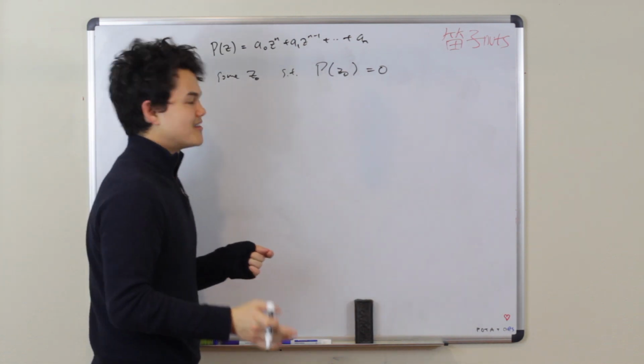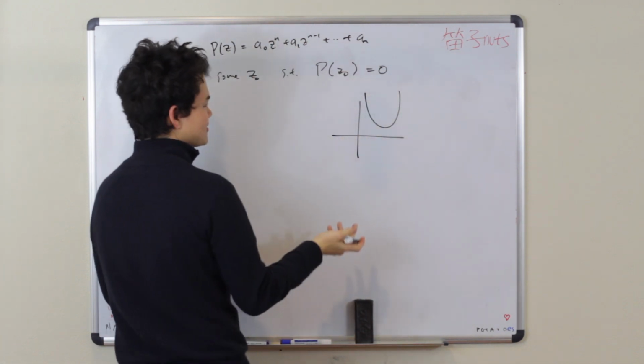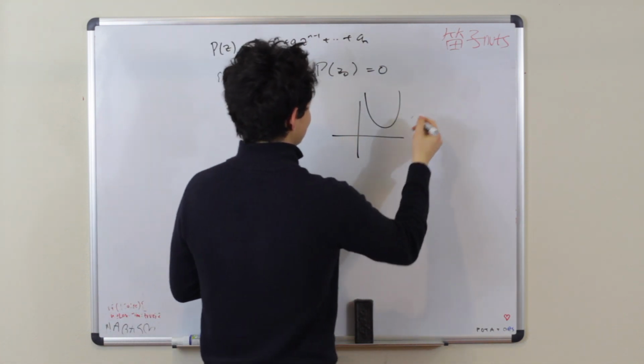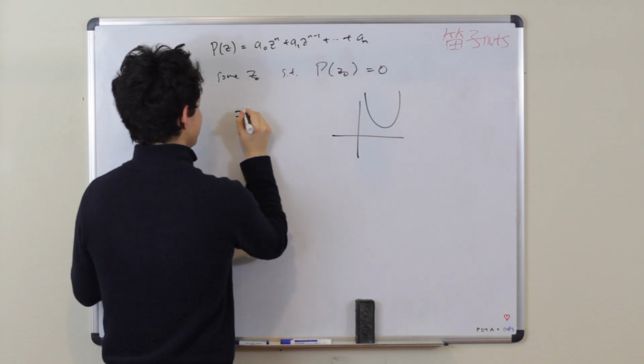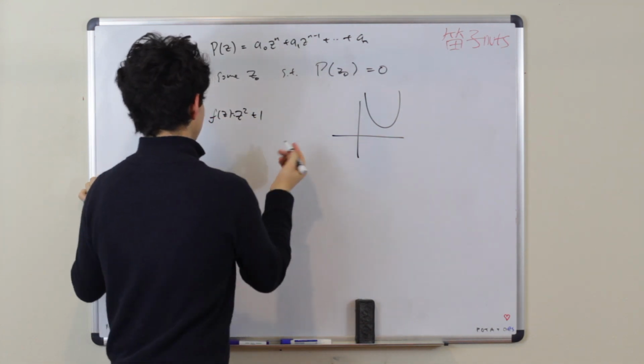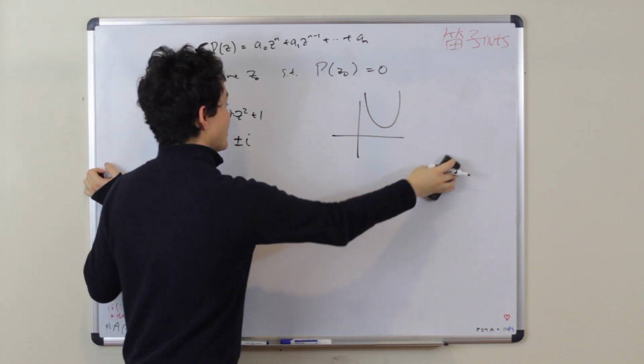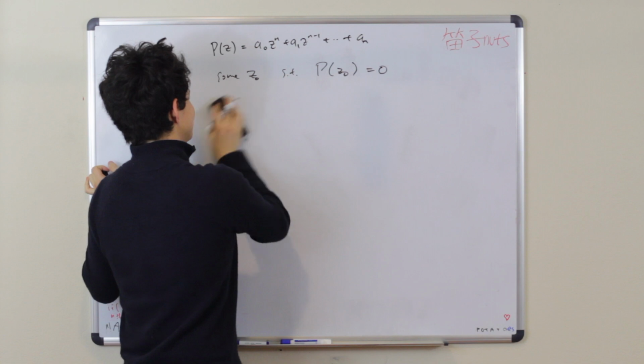It's not obvious, right? Because there are all kinds of functions in the real numbers that don't satisfy this property. Here, the easiest one being z squared plus 1. This has no roots in the real numbers, but in the complex numbers it has plus or minus i. So why is this true?